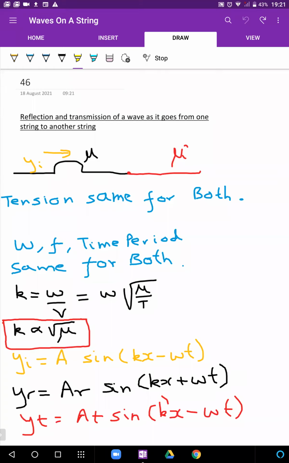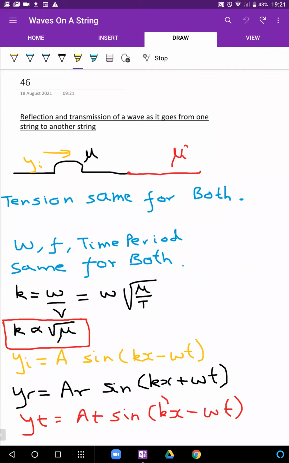So you know that sound gets reflected. You also know that sound gets transmitted. Somebody is screaming in the other room, you can hear it in your room because sound gets transmitted through the walls as well. So similarly, over here, wave gets transmitted and reflected as soon as the medium changes.